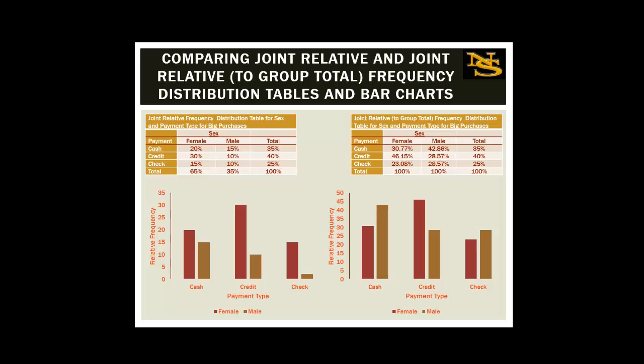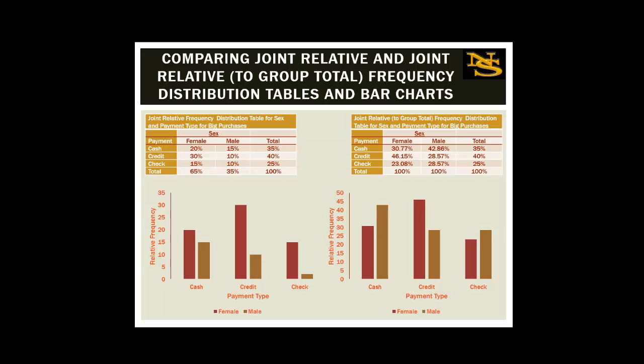You can see that both sets of tables and charts suggest that more females pay with credit than males. However, the first table and chart artificially inflate this difference because there are more females to begin with, whereas the second table and chart control for having more females in the sample and show that there is not as drastic of a difference in the percentage of males versus females who paid with credit.